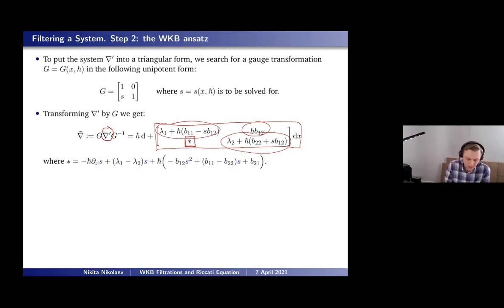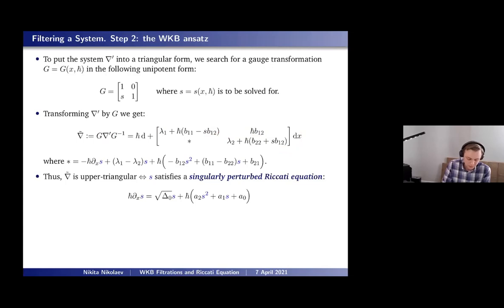Okay, let me remove all this. So now the point is that I want this gauge transformation G to simplify my system nabla prime in such a way that the resulting system is upper triangular, which means I want this lower triangular star term to vanish. So the condition is that nabla prime is triangular, nabla tilde is triangular, if and only if this test function S satisfies what you can clearly see is a Riccati equation.